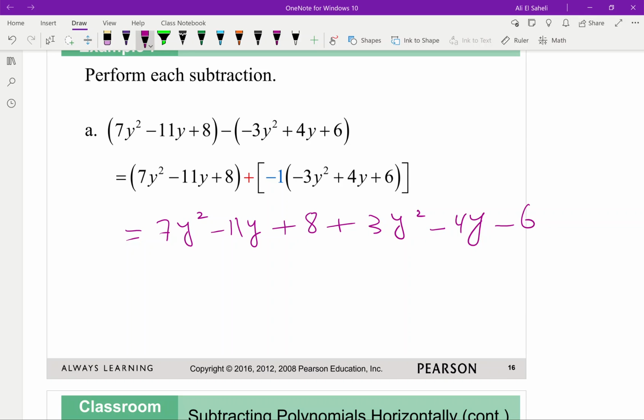So now we look at like terms. This plus this is 10y squared, minus 11y minus 4y is minus 15y. The constant terms, 8 minus 6 is 2.